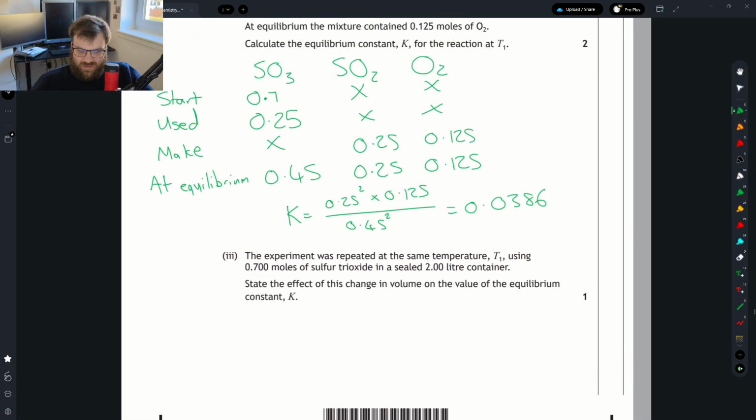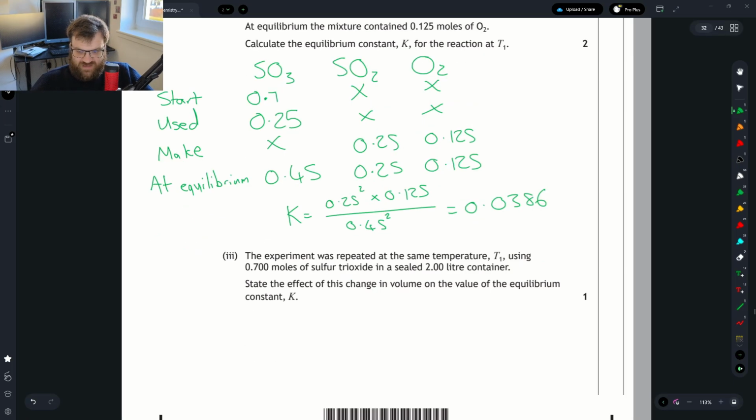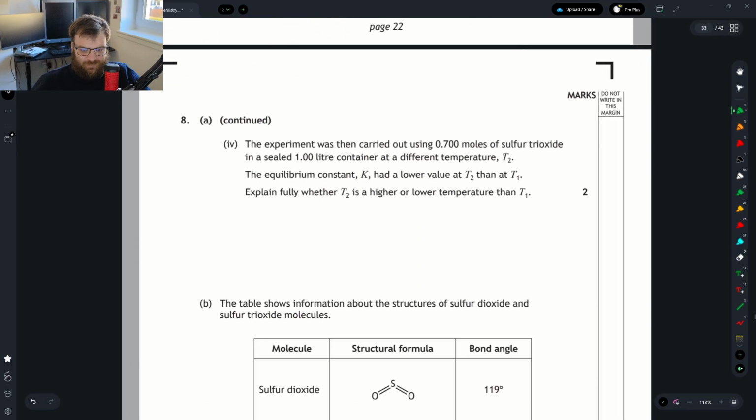Here we are starting off with the same number of moles, but we're in a bigger volume. The effect of this on the value of the equilibrium constant is that it's a constant. It wouldn't have any effect. So there'd be no effect on the equilibrium constant. Equilibrium constants are at particular temperatures. If you change the temperature, it would have done that. So it's all irrelevant if you don't change the temperature. So just no effect. It would stay the same.